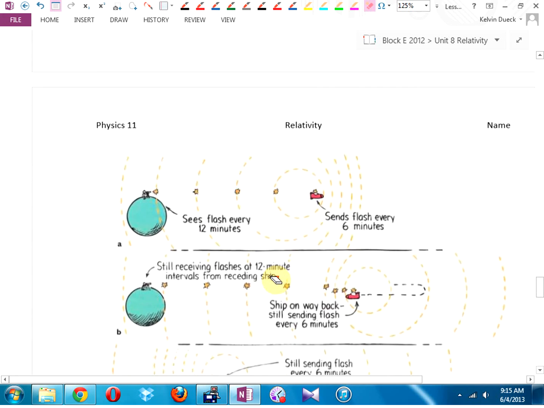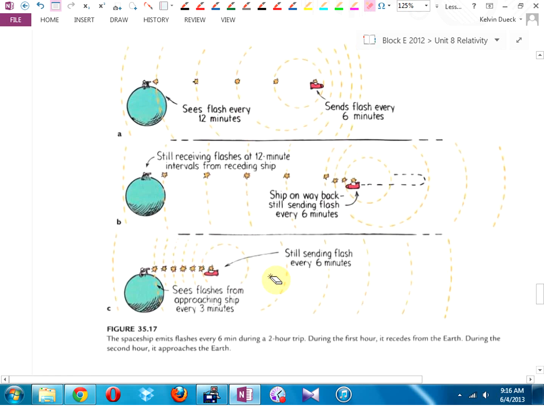Let's walk through it. Okay. On the spaceship, on the way out during the first hour, he sends a flash every 6 minutes. 1 hour has elapsed. But as they're heading away, the Earth sees the flash every 12 minutes. How long would 10 flashes take then? So, you know what? Let's go in minutes. I'm going to say 60 minutes have elapsed on the ship. 2 hours, how many minutes? 120.